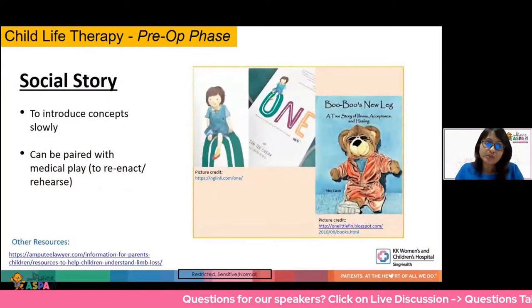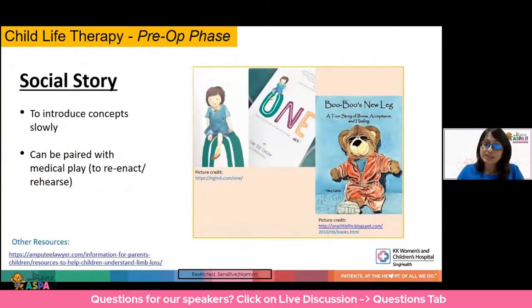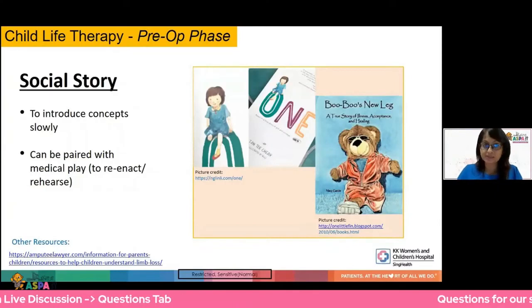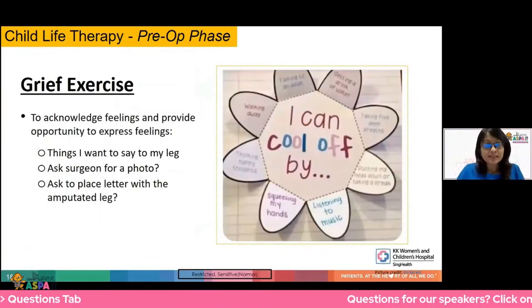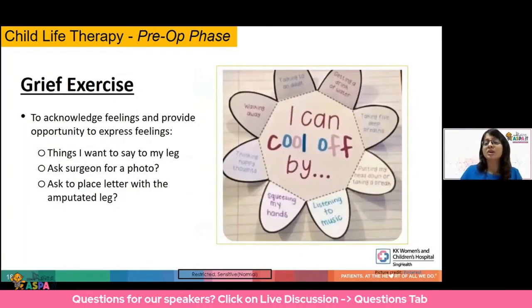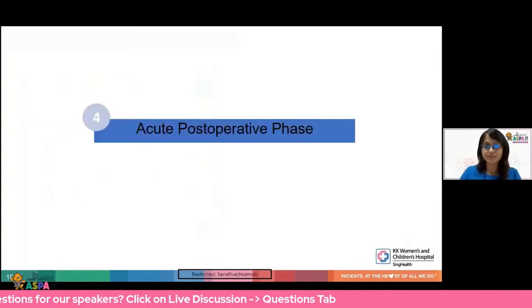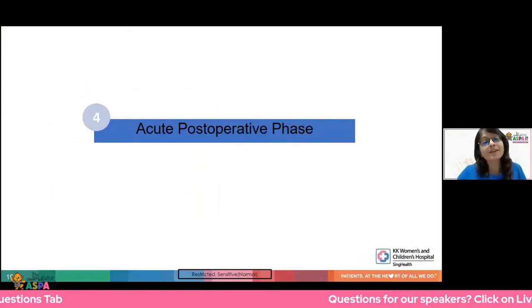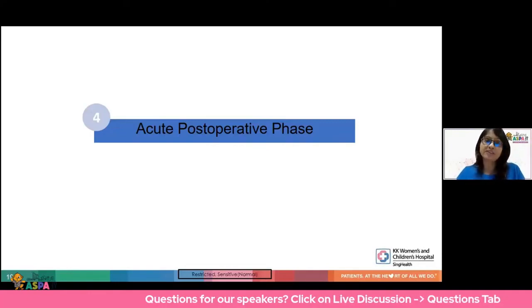Social stories are also used to help introduce concepts slowly, and this can be paired with medical play to provide opportunities to reenact or rehearse anticipated steps. Grief exercises are also practiced so as to help the child to understand and acknowledge feelings and to provide him or her with an opportunity to express them. And that wraps up our presentation on the pre-operative phase. Next up is my colleague Xinhui, who will share a little more on the acute post-operative phase.